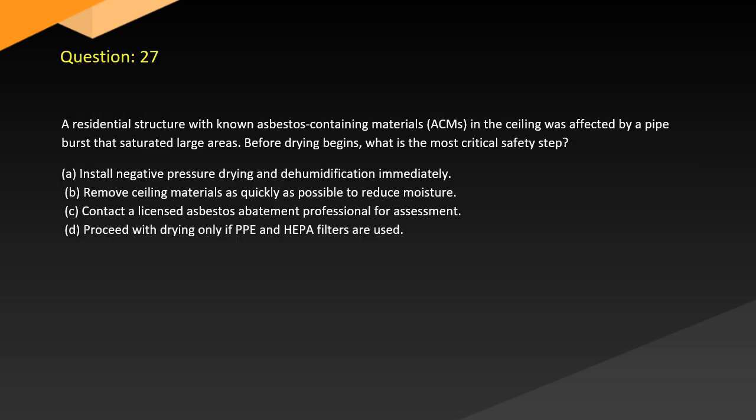Question 27. A residential structure with known asbestos-containing materials (ACMs) in the ceiling was affected by a pipe burst that saturated large areas. Before drying begins, what is the most critical safety step? A. Install negative pressure drying and dehumidification immediately. B. Remove ceiling materials as quickly as possible to reduce moisture. C. Contact a licensed asbestos abatement professional for assessment. D. Proceed with drying only if PPE and HEPA filters are used.